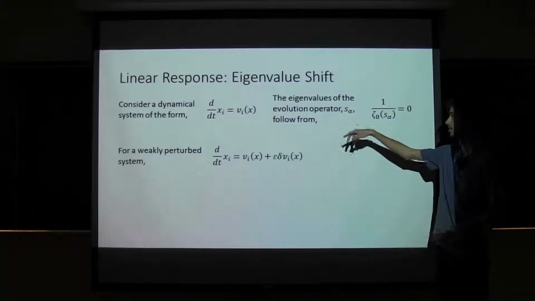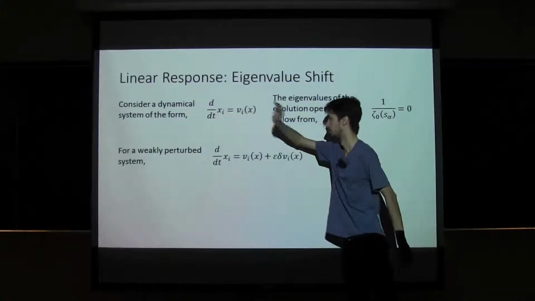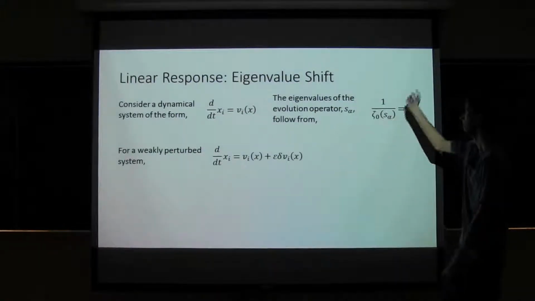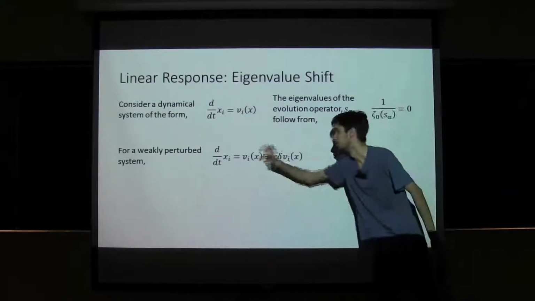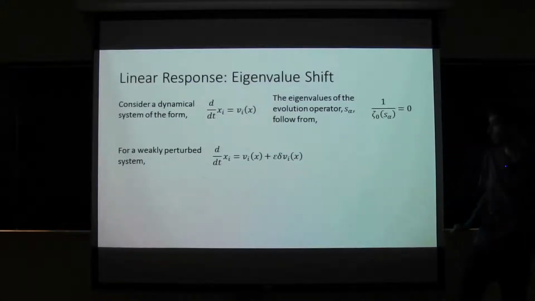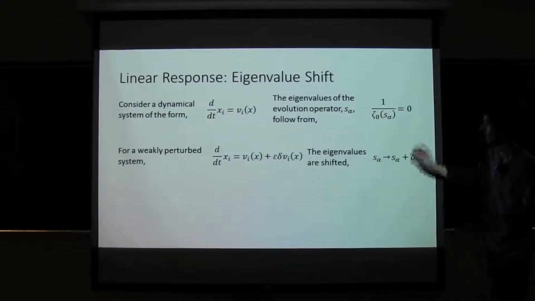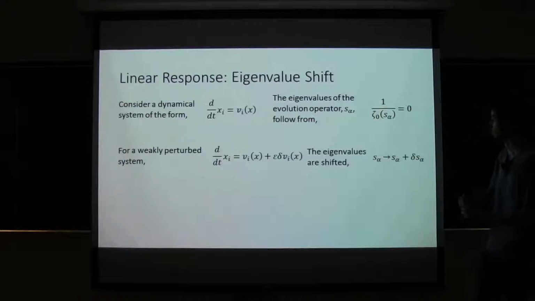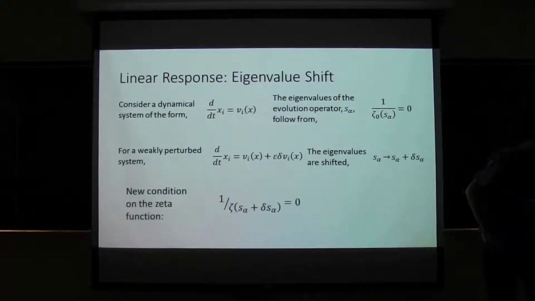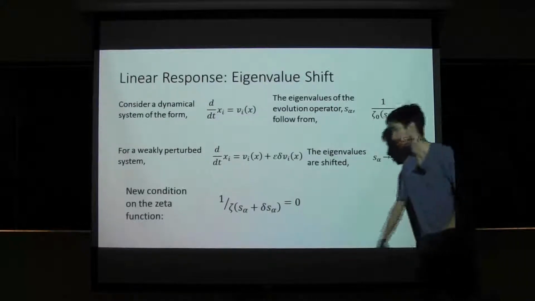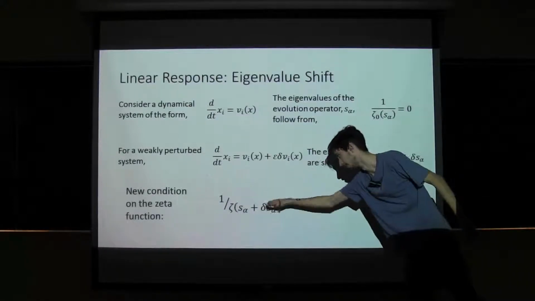So we can compute, starting with a system of this form, dxi is equal to vi. With this, we can construct this zeta function for it. And then if we apply a small perturbation, the result is that if this is sufficiently small, it will just shift the eigenvalues by some small amount, delta S alpha. And so the new condition on the zeta function, the new perturbed zeta function, will be this.